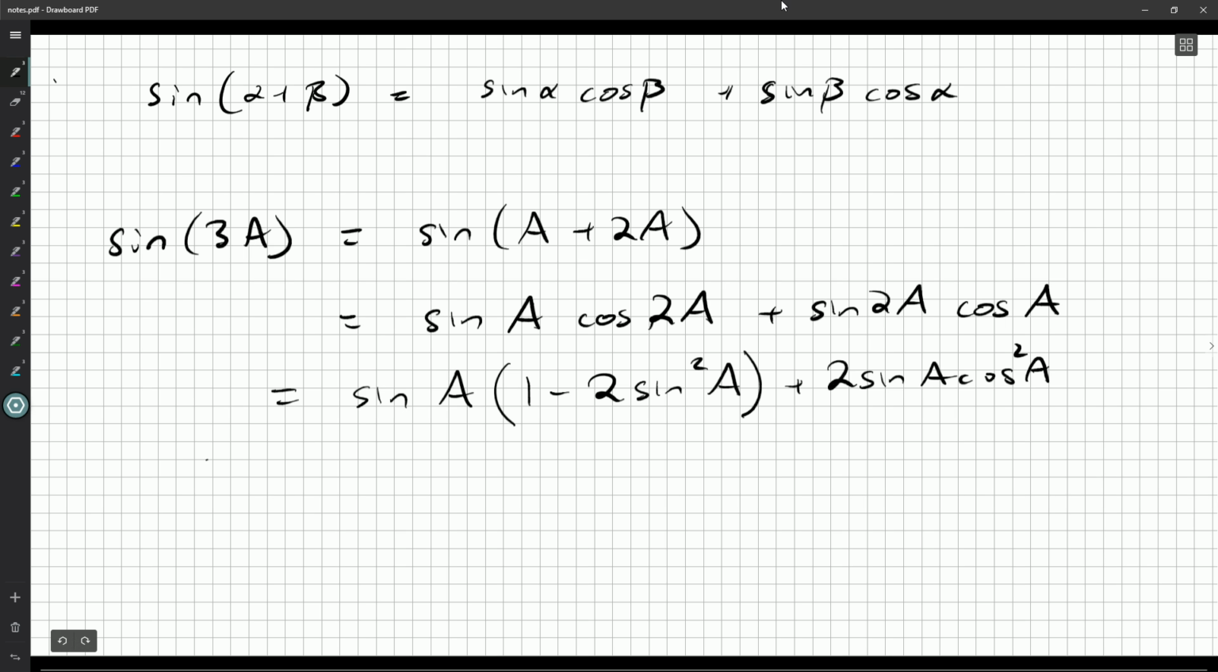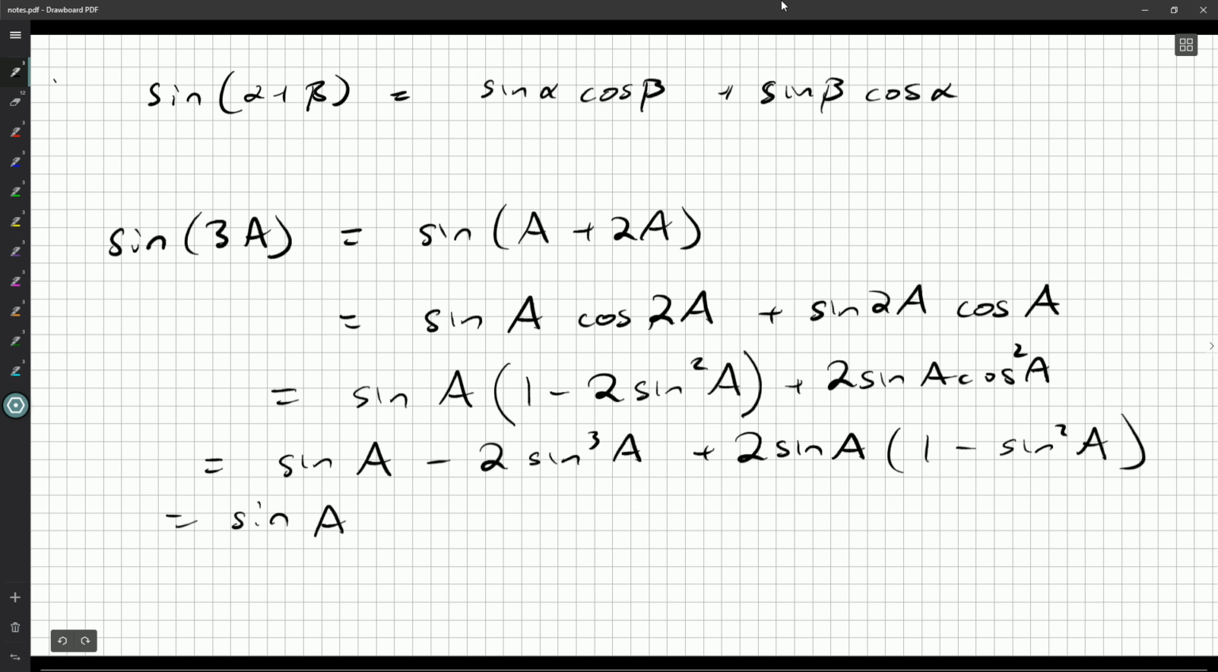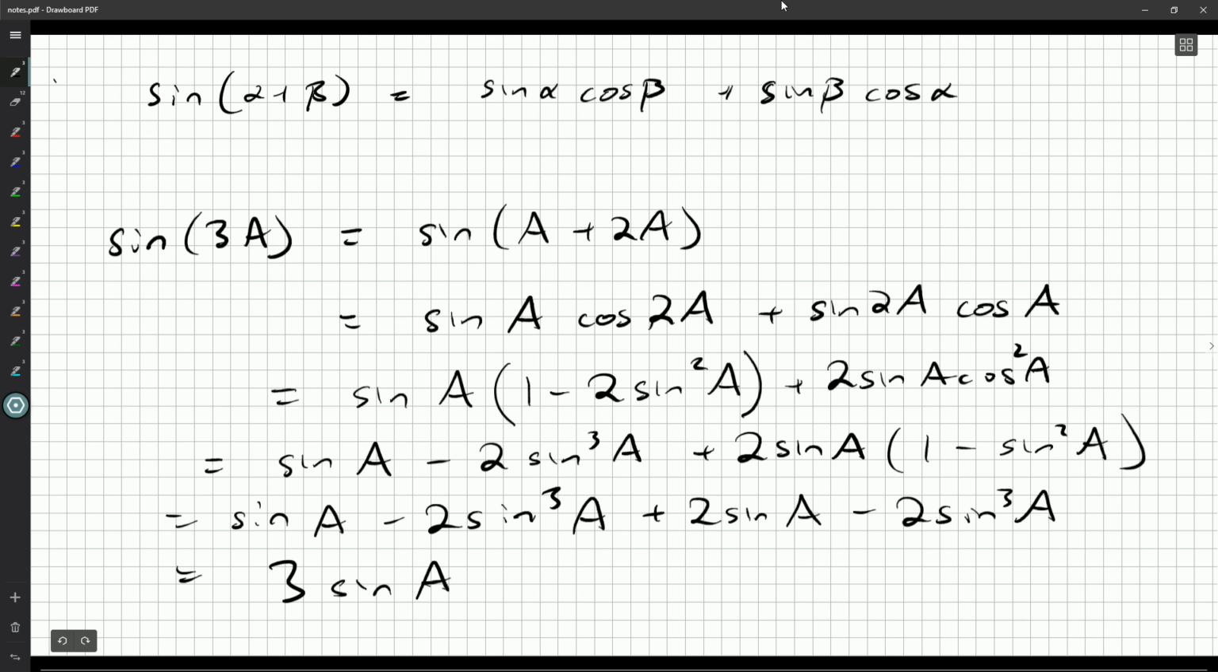Now that cos squared a can be changed. Expand this first a little bit, and then we get 2 sine a, 1 minus sine squared a. So that'll be sine a minus 2 sine cubed a. So we've got all the ingredients, plus 2 sine a minus 2 sine cubed a. Yeah, there we go. So we got 3 sine a's minus 4 sine cubed a's. All right, there we go. So there's your proof. There's part A.